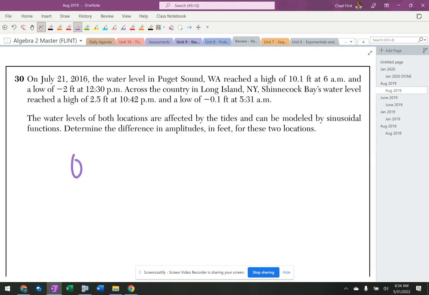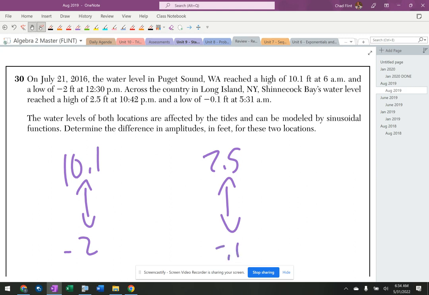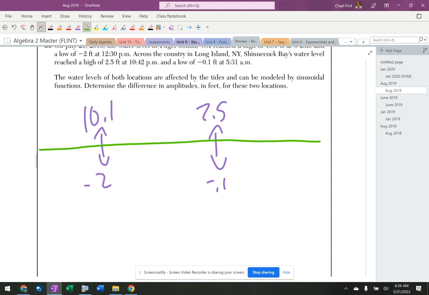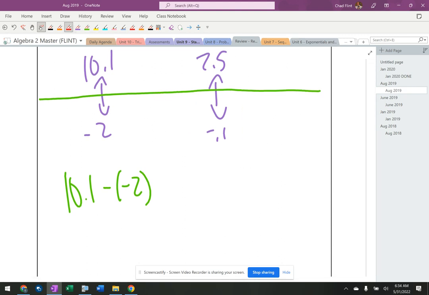This other one goes from 10.1 down to negative 2. And this one goes from 2.5 down to negative 0.1. So the amplitude is exactly half of that because there's a line that runs down the middle, that's the midline. All right. So what I would do with this is I would subtract these two numbers, 10.1 minus negative 2, and then I would divide it by 2 to get the amplitude, because that would give me the max difference, and the amplitude is half of that.